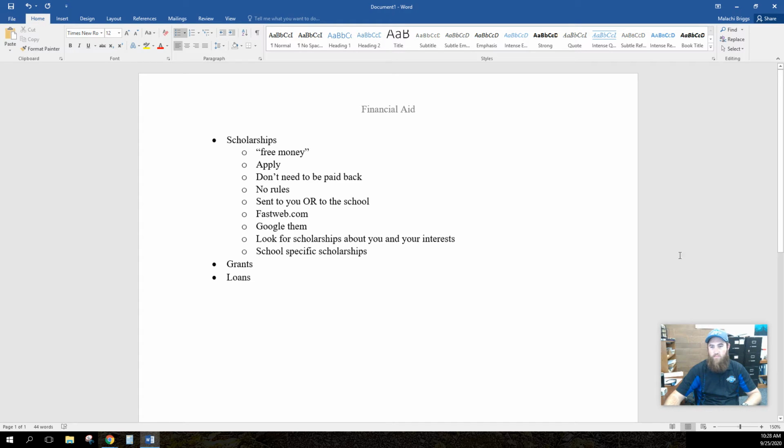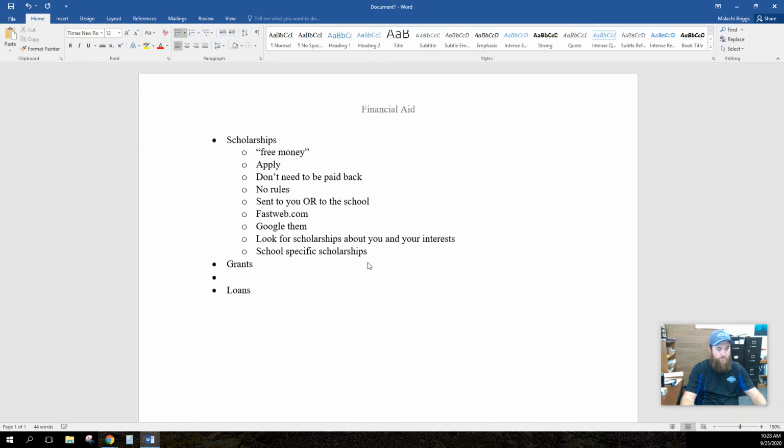So that's scholarships in a nutshell. You don't need to pay them back. It's essentially free money. So what a lot of people will do, what I did, was spend a summer or a couple of summers, as a job, just filling out applications for scholarships and grants. Okay, that's the gist of it.